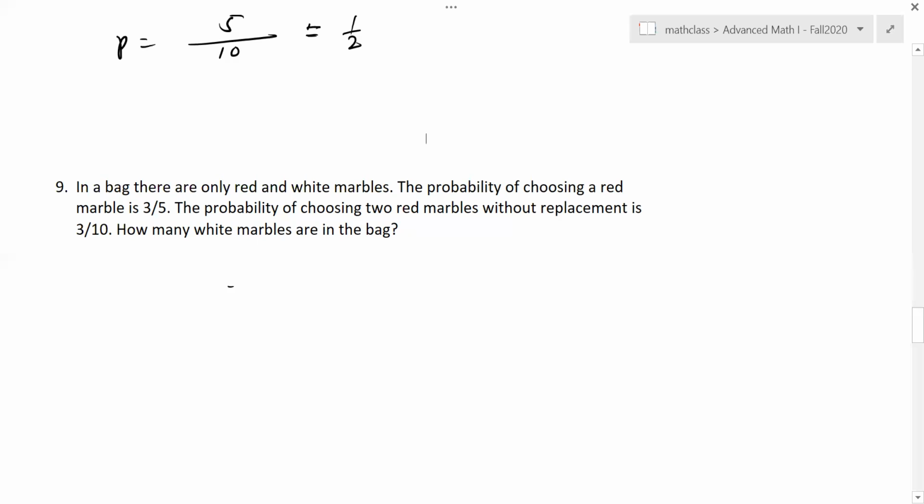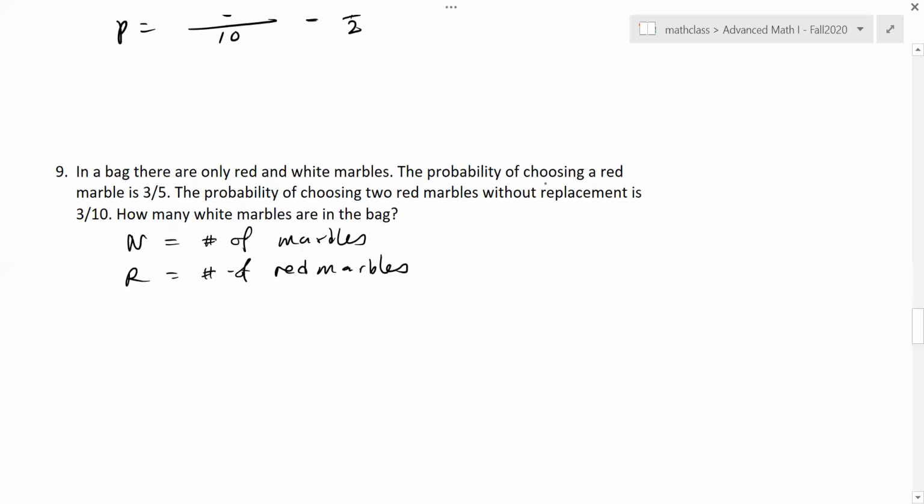Well, you can figure out how many, right? So let n be the number of marbles, and R be the number of red marbles. The probability of choosing a red marble is R over n. That's going to be 3 over 5, but that does not mean R is 3. After you simplify it, it's 3 over 5, right?